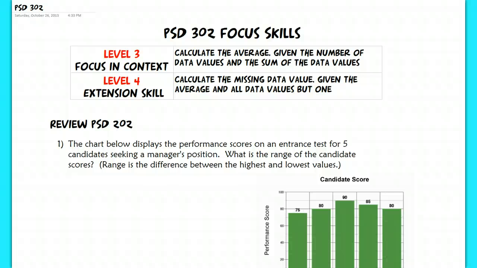This lesson is for PSD 302. Our focus skill today is to calculate the average given the number of data values and the sum of the data values. Our extension skill for this skill is to calculate the missing data value. So we're going to be given the average and all the other data values except for one, and we're going to calculate that and find it.